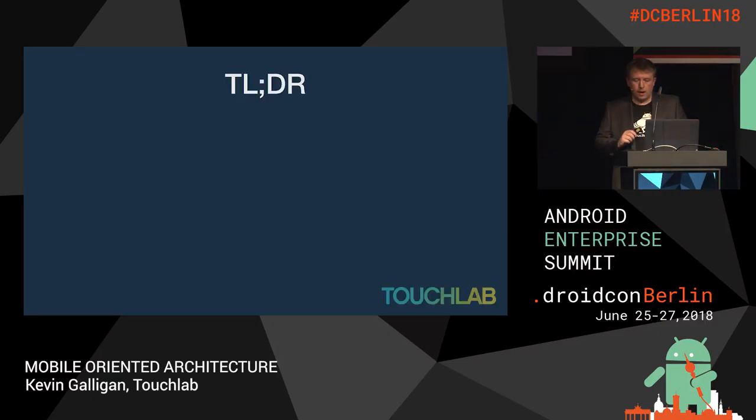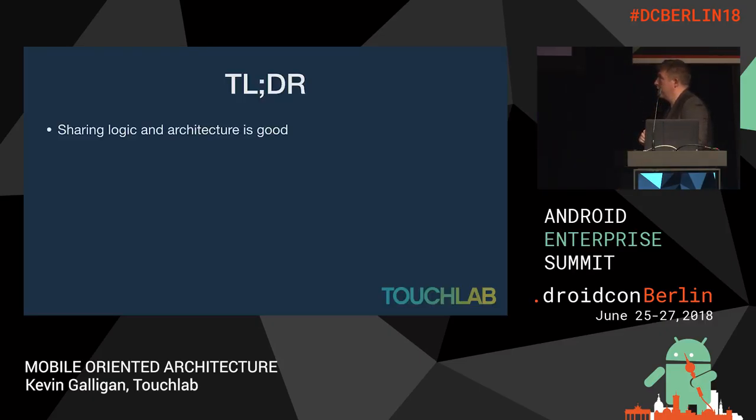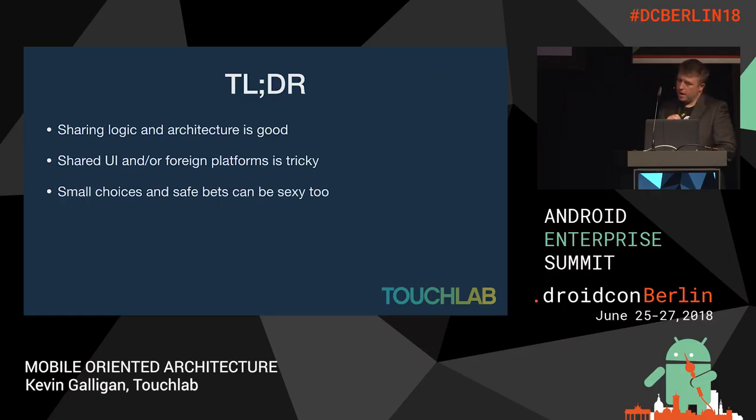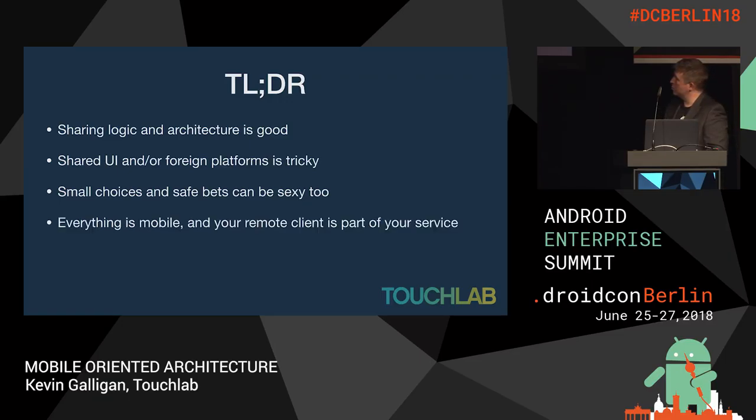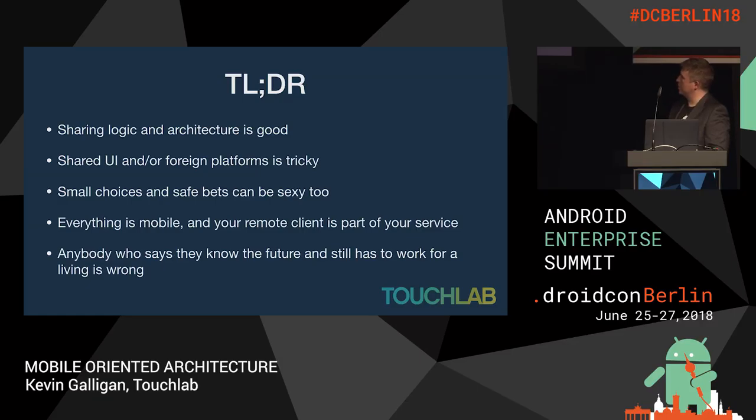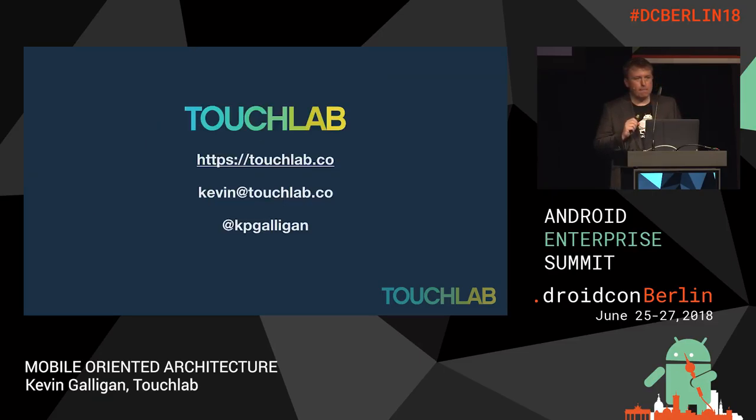So, kind of TLDR: sharing logic and architecture is good. Shared UI on foreign platforms is kind of tricky. Small choices, safe bets can be sexy too. Everything is mobile and your remote client is part of your service. And I put a joke in here that I question now, but I'll throw it out there anyway: anybody who says they know the future and still has to work for a living is wrong about knowing the future. So that's it. That is my overview.